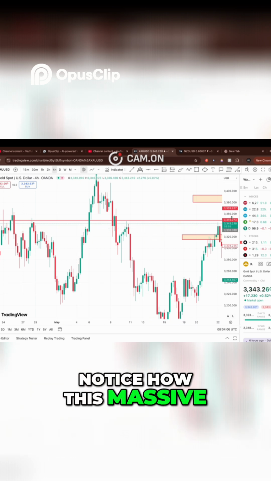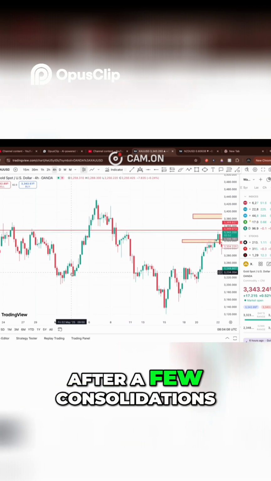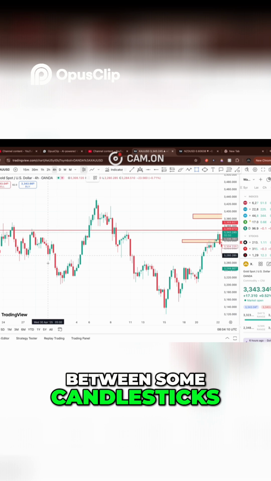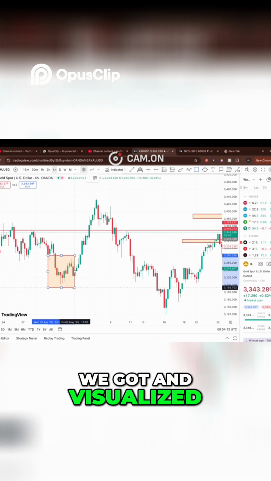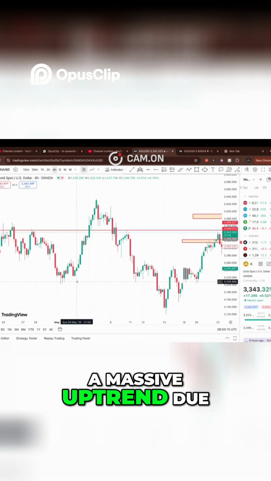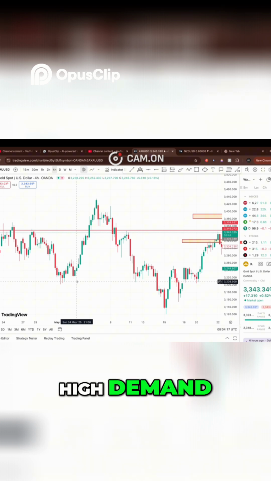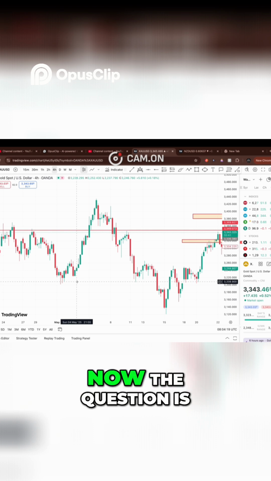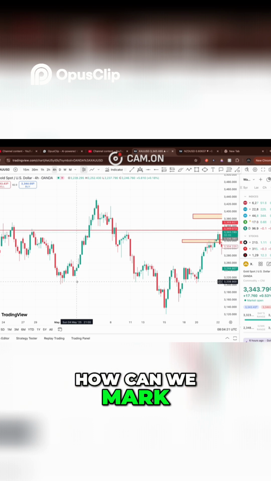Notice how this massive uptrend just occurred. After a few consolidations between some candlesticks, we got and visualized a massive uptrend due to an increase in price and due to high demand. We call this area of demand. Now the question is, how can we mark that area of demand?